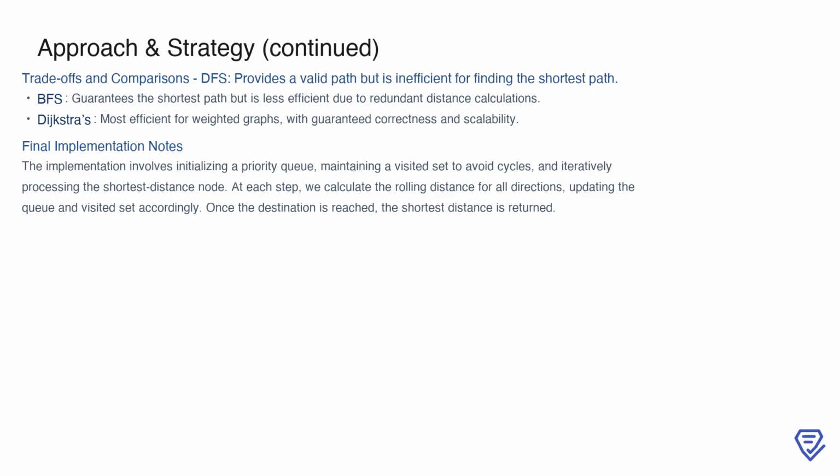The final implementation involves initializing a priority queue to manage positions by their rolling distance, maintaining a visited set to avoid cycles, and iteratively processing the node with the shortest distance. For each position, we calculate the rolling distance in all possible directions, updating the queue and visited set as necessary. Once the destination is reached, the shortest distance is returned as the result. This systematic approach ensures that we achieve both correctness and efficiency, making Dijkstra's algorithm the optimal solution for this problem.